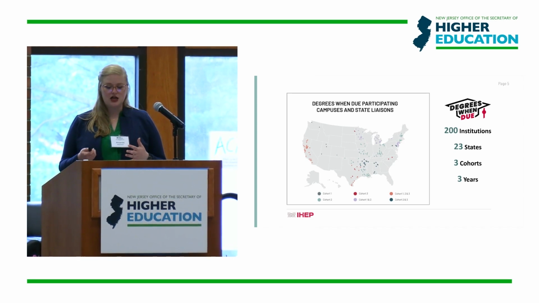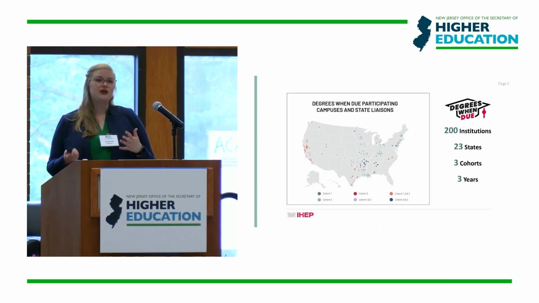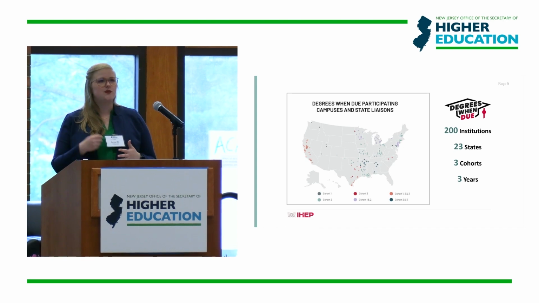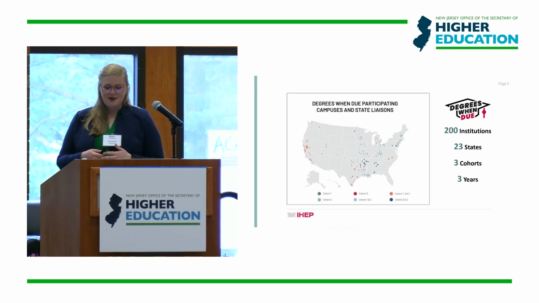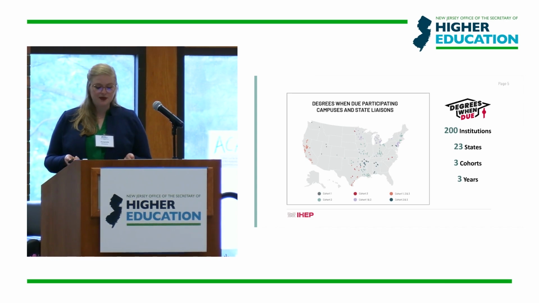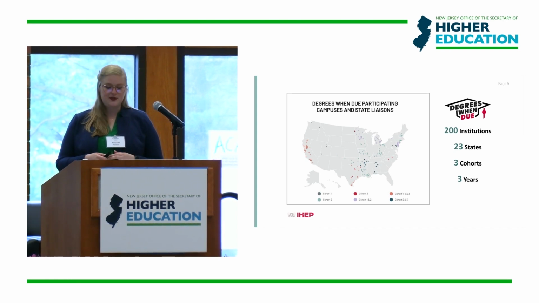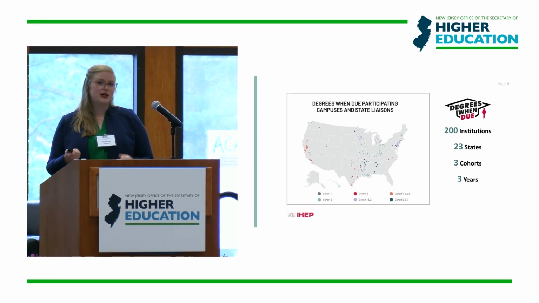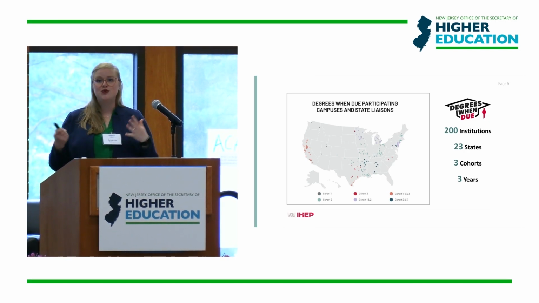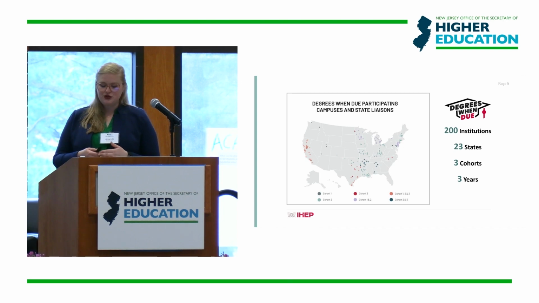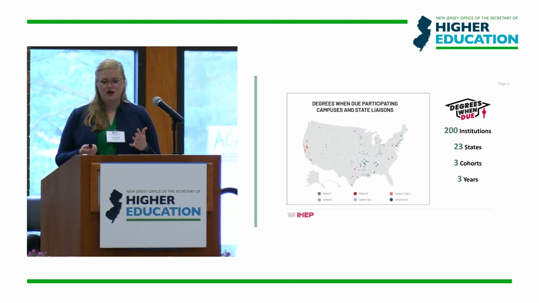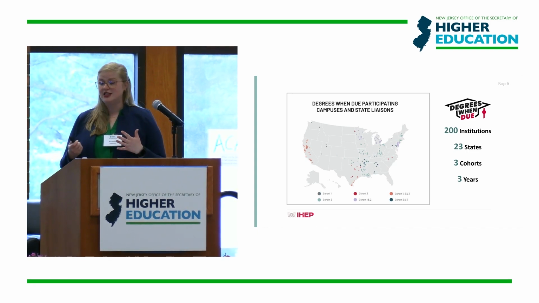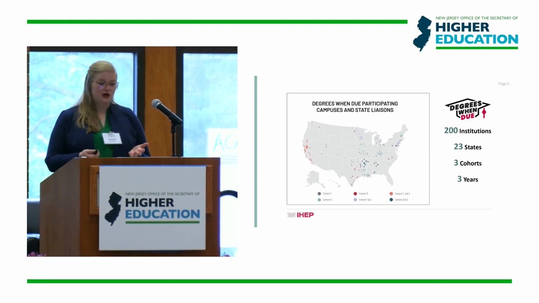Specifically, Degrees When Due sought to equip institutions with research-informed strategies to help them with what we call degree reclamation. That included identifying and re-enrolling near completers, those students who have earned credits but have yet to complete a degree, identifying and removing, importantly, those barriers and supporting students along their entire pathway to and through college, and re-engaging adult students who have already started but have stopped out, that some college no degree population that we're all so very focused on.